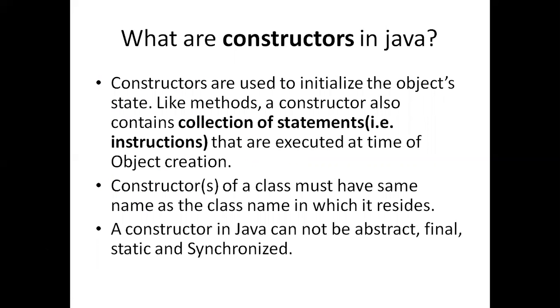Now, what are constructors in Java? Apart from constructors, they can also ask you what are the types of constructors. So let us first understand what are constructors in Java. Constructors are used to initialize the object's state. Like methods, a constructor also contains a collection of statements. These are the rules: the constructor of a class must have the same name as the class name in which it resides. A constructor in Java cannot be abstract, final, static, and synchronized.